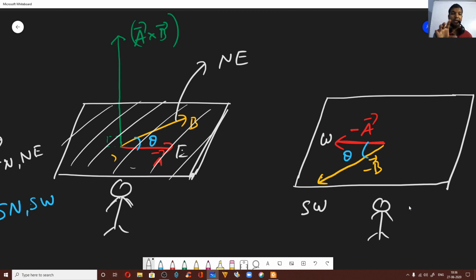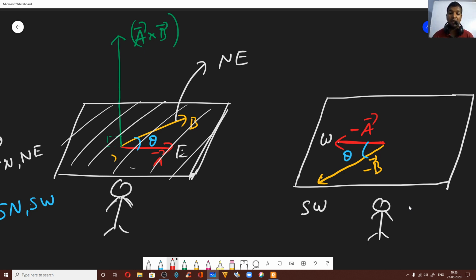It tells you the magnitude of A cross B and the direction given by the right hand rule. Now even if you perform negative A cross negative B, you will notice that negative A simply tells you the direction is west, and negative B simply tells you the direction is southwest, but the magnitude is the same, right? So treat this negative A as a separate vector. Its magnitude is the same as A, you know that, right?